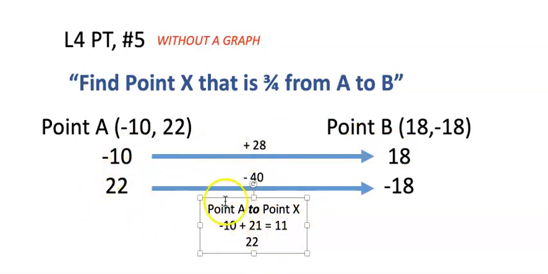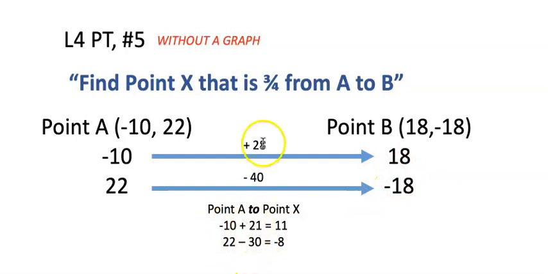Again, it's from A to point X now. It's not A to B. It's A to X. So I don't want to use the minus 40. I want to use the minus 40 times 3/4. That's what I want to do. That's going to get me to point X's y coordinate. Now, I better change that to a number. Negative 40 times 3/4 is just minus 30. So 22 minus 30 should get me to negative 8. Not minus 40, that's the whole way. I want 3/4 of the way.